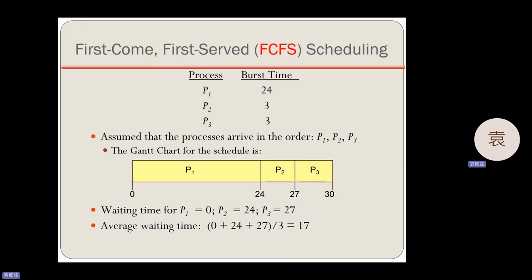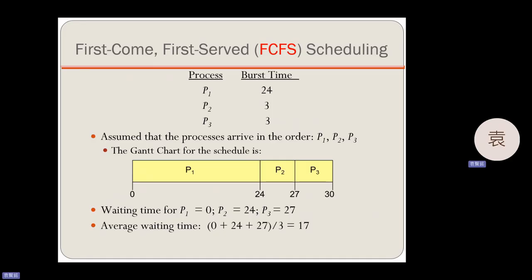Then it will be immediately assigned, because at time 0, there's no process using CPU. And P1 requires 24 time units. So at time 24, P2 will be scheduled, and then at 27, P3 will be scheduled. So for the waiting time of these 3 processes, P1 will be 0 because when P1 arrives it is immediately scheduled.